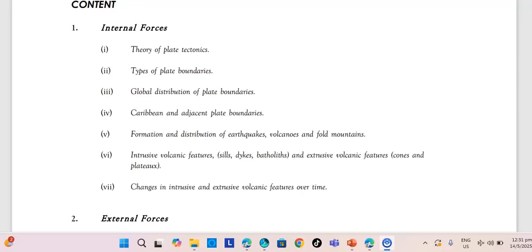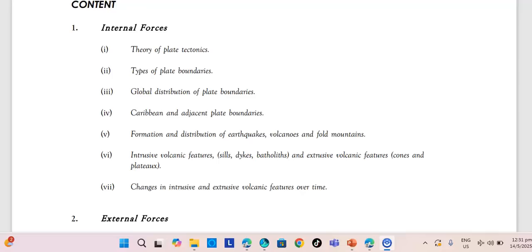So this is when two plates move away from each other, and new land can form here, like at the bottom of the ocean where magma comes up and makes a new crust. So again, divergent boundaries, this is when two plates move away from each other, and as they are moving away from each other, new land can be formed there. All right. The next type of plate boundary is convergent boundary.